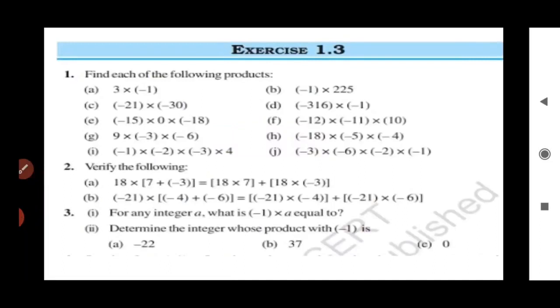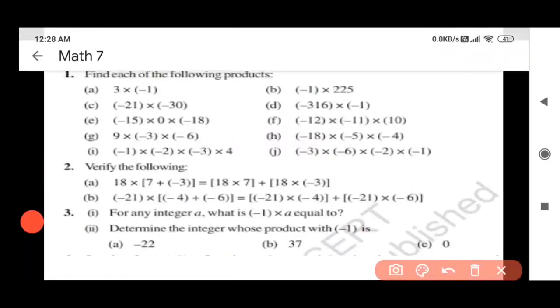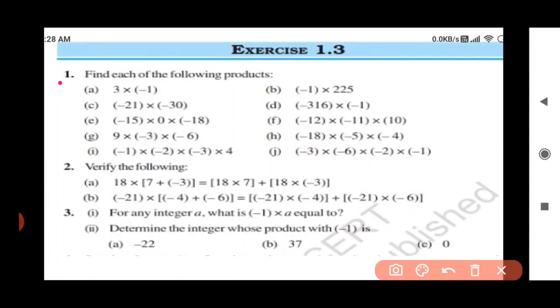Okay students, let's do the homework based on this topic. Exercise 1.3. Find the following products. Sum number 1. Find each of the following products. In this chapter we learn multiplication of integers. Use the rule of multiplication of integers and you can find the answer easily. 3 into minus 1 equals minus 3. Minus 1 into 225 equals minus 225. Sum number D: minus 316 into minus 1 equals 316. How? Minus into minus is plus, so minus 316 into minus 1 equals plus 316.